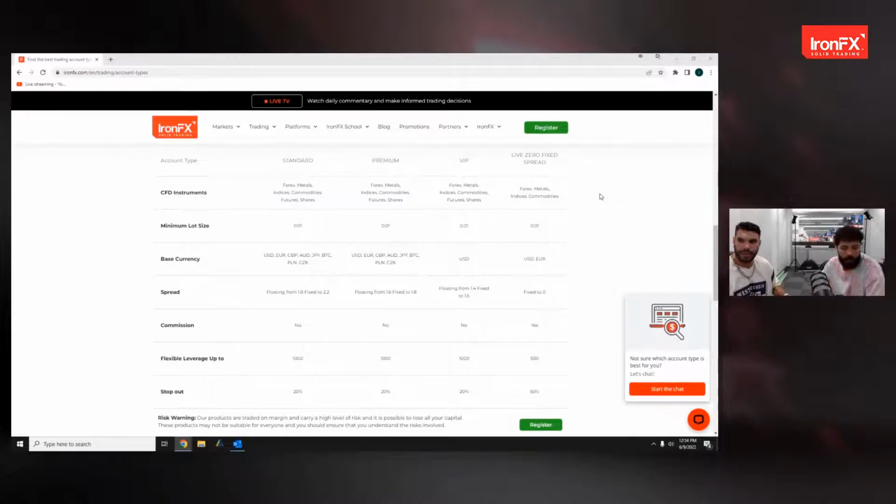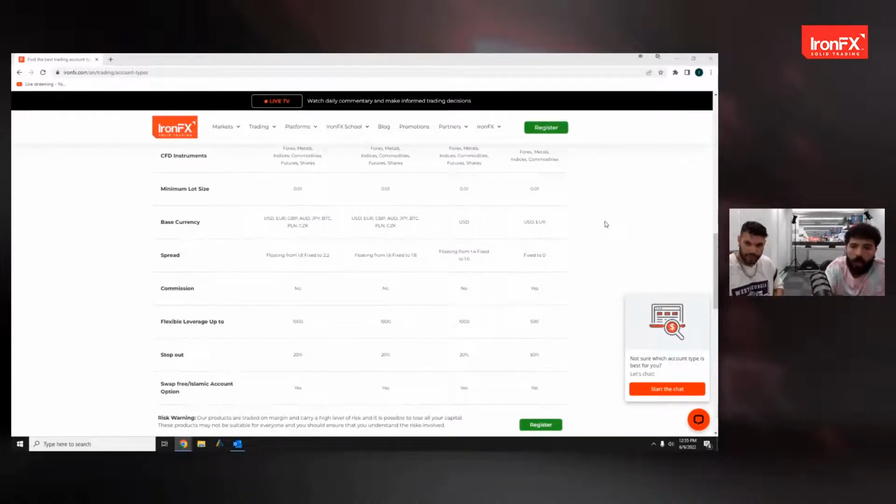Now, on this account, you can see there are a lot of differences compared to the other three accounts. You have CFD instruments to trade with, which are forex, metals, indices, and commodities. Your minimum lot size, as you can see, is the same, 0.01. The base currency is US dollar and the euro, so you have one more option here. And where the huge difference comes is on the spread, which, as everyone can see, is fixed to zero.